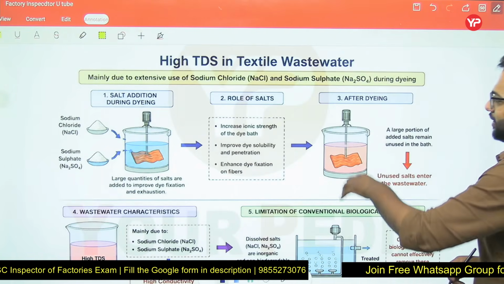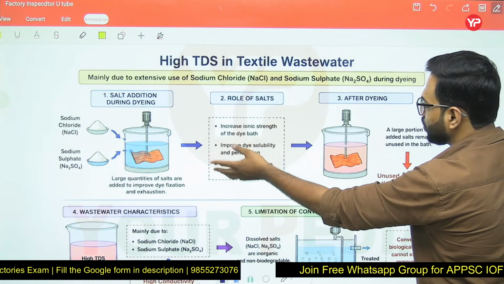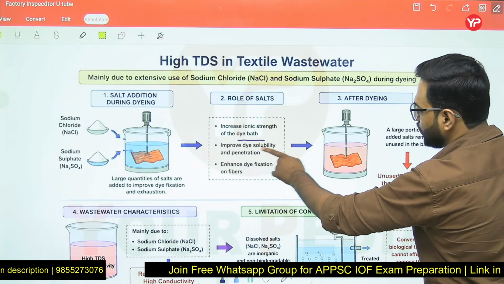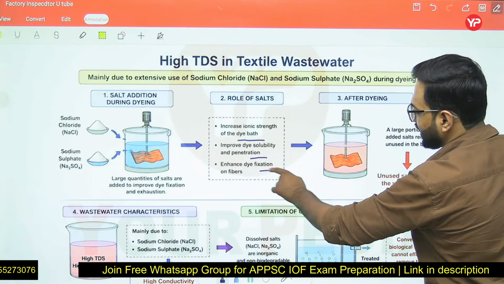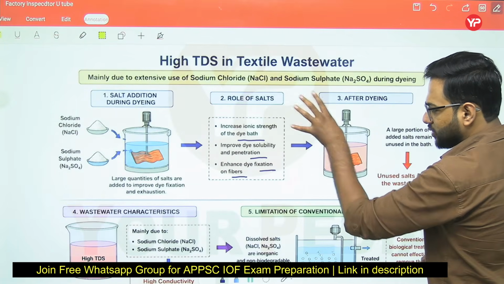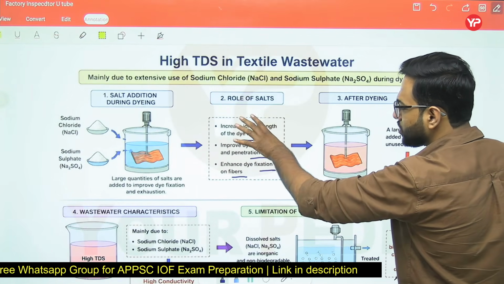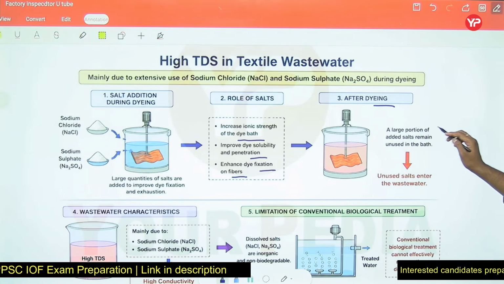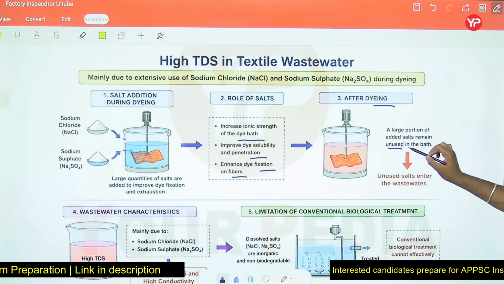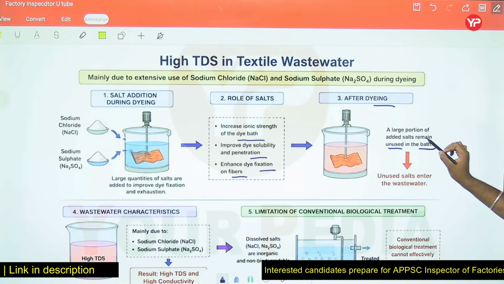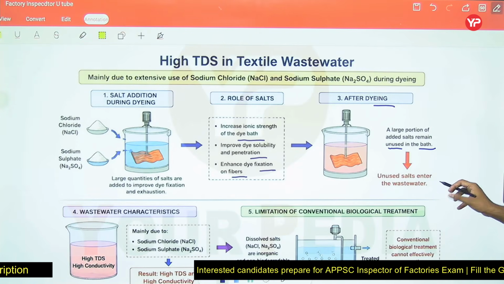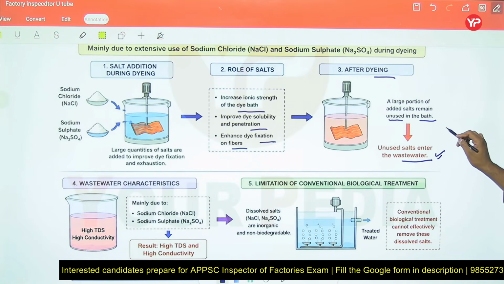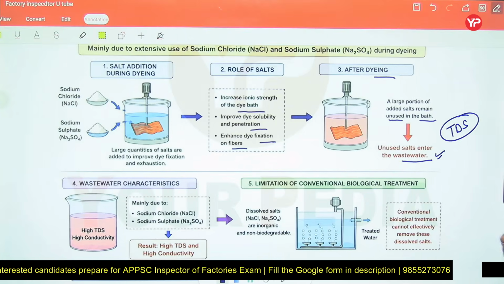The second point is why we add these salts: they increase the ionic strength of the dye bath. It improves the dye solubility and penetration, and it enhances the dye fixation on the fibers. These are the basic reasons why we add these salts in textiles. Third, after the dyeing, a large portion of the added salts remains unused in the bath. That unused salty water is basically the wastewater. So these unused salts enter the wastewater, and that's why the TDS is higher in textile industry wastewater.